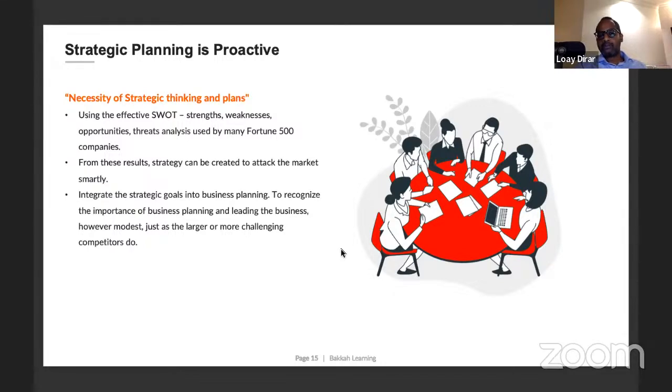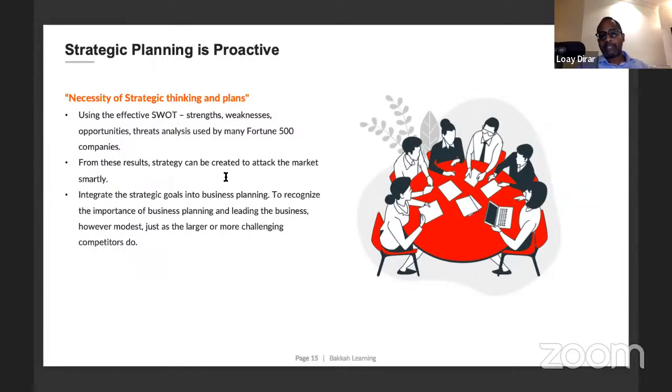And the best way to develop it is to use a very simple tool that we use in strategic planning. We call it SWOT analysis. SWOT stands for strengths, weaknesses, opportunities, and threats. We use the SWOT analysis in order to get to know our strengths and our weaknesses. And definitely, our strengths are going to be translated into opportunities, and our weaknesses are going to be a source for threats that are going to come and bite us.